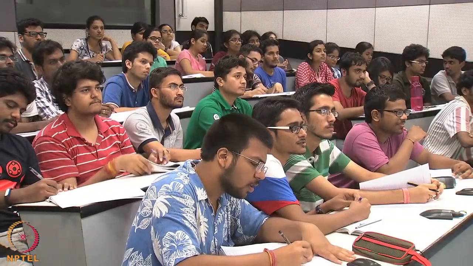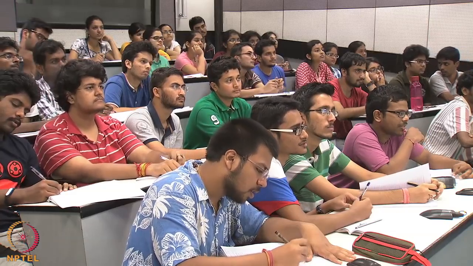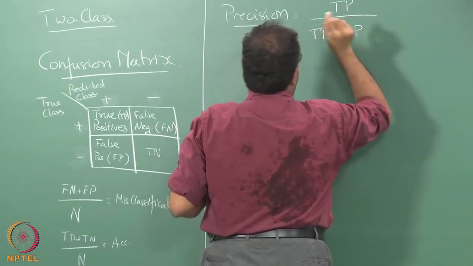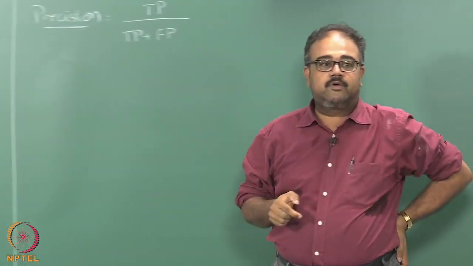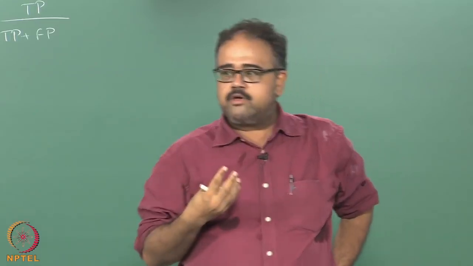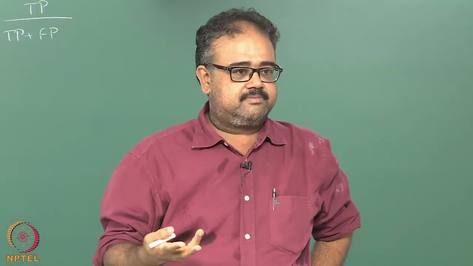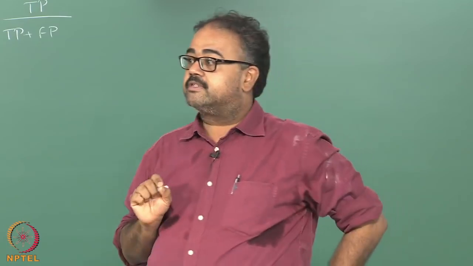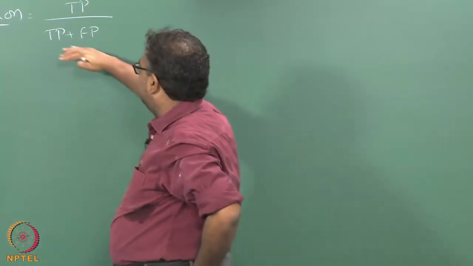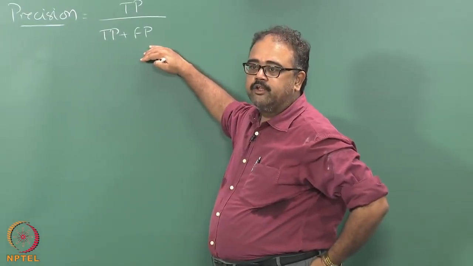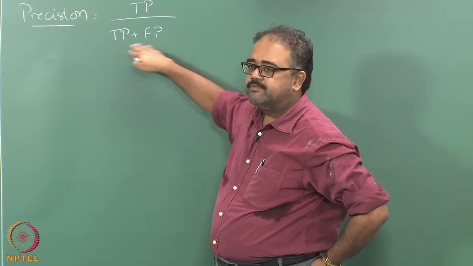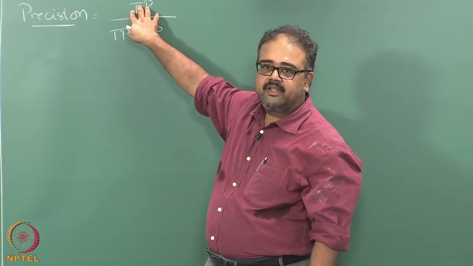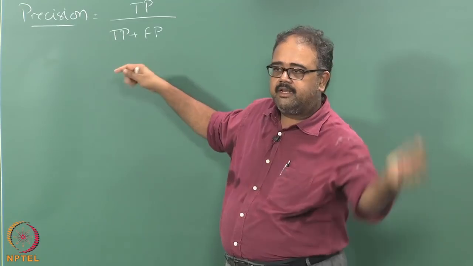True positive plus false positive. So what does it mean? The classifier is going to tell you so many data points are of the positive class, right. How many of them are really positive? So the denominator is all those points which the classifier is telling you are positive, right. The true positives plus the false positives are all the points that the classifier tells you are positive, and the true positives are the ones that are truly positive, right. This ratio gives me what is called the precision, right.